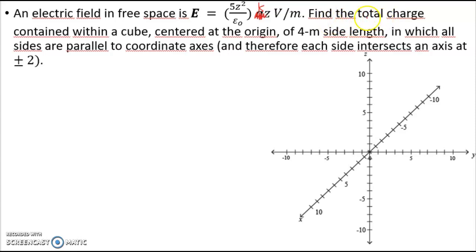The problem is asking me to find the total charge contained within a cube centered at the origin of 4 meters side length, in which all sides are parallel to a coordinate axis and therefore each side intersects an axis at plus minus 2. What is that saying? Well, that's saying that we will have to analyze the enclosed charge by a cubic geometry, and a specific cubic geometry that we know is going to have 4 meter sides.